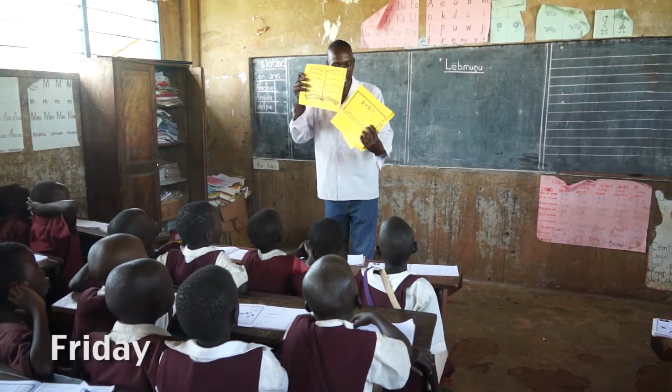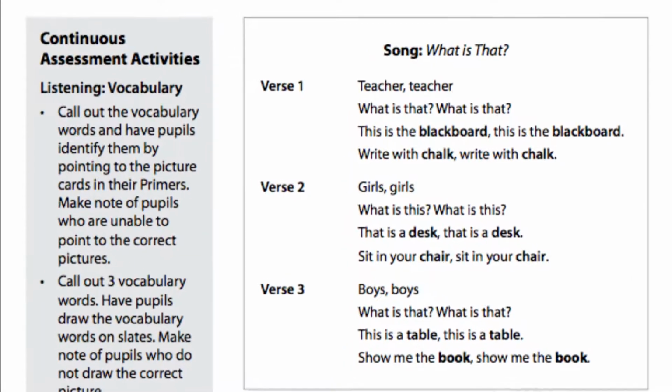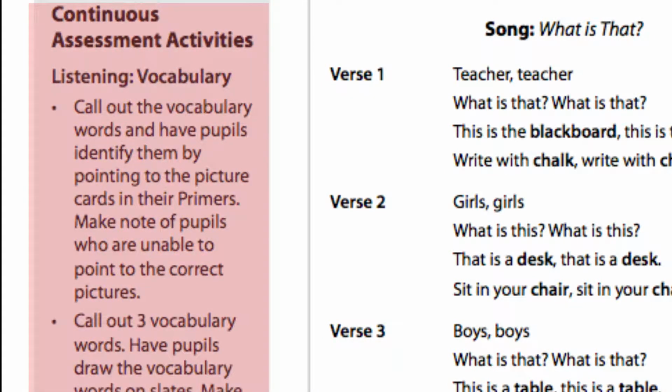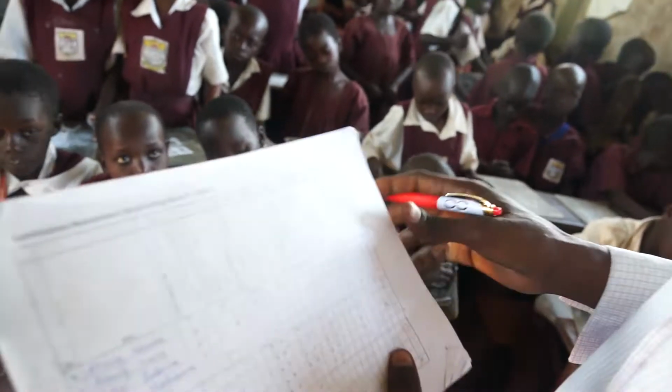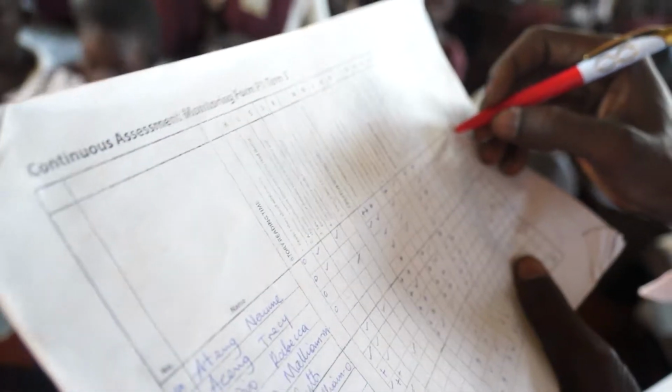Friday is assessment day. Every week there are 2 vocabulary-based assessment activities. These are listed in the teacher's guide. The teacher observes learners while making notes of whether or not they were able to correctly do the activities on the continuous assessment monitoring form.